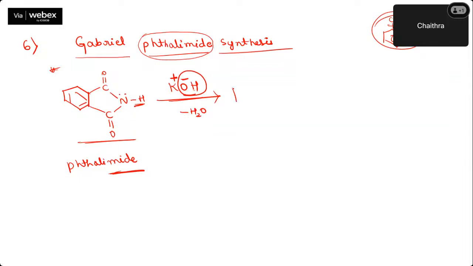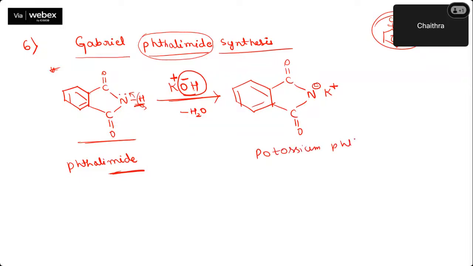Now can you tell me what will be the next product? Tell me. You have C double bond O, C double bond O, and now you have N here, and this proton is removed. So on nitrogen, this pair of electrons will be there, and that will be taken by K plus. Can you call it potassium phthalimide? Potassium phthalimide. Okay. Now I got this. Now this is also a preparation method of amine only. I have to finally get that only.